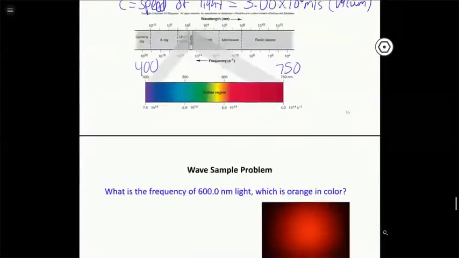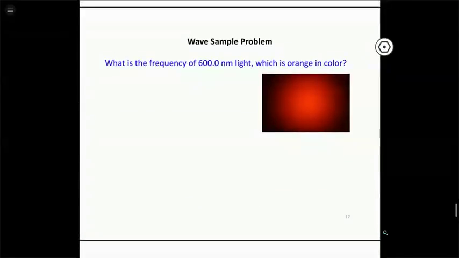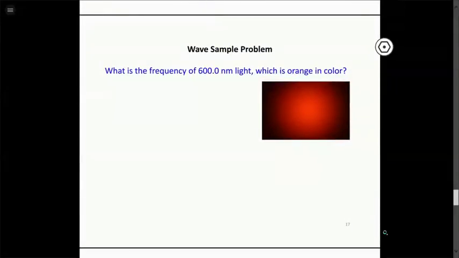So let's do a couple sample problems involving waves. Let's say we have 600 nanometer light, which is orange in color. We want to know what the frequency of that is. The equation that we're going to use anytime we're converting wavelength to frequency is this one here: frequency times wavelength equals the speed of light, c. If we want to solve for the frequency, we just divide the two, do a little bit of algebra. So frequency is c divided by lambda.